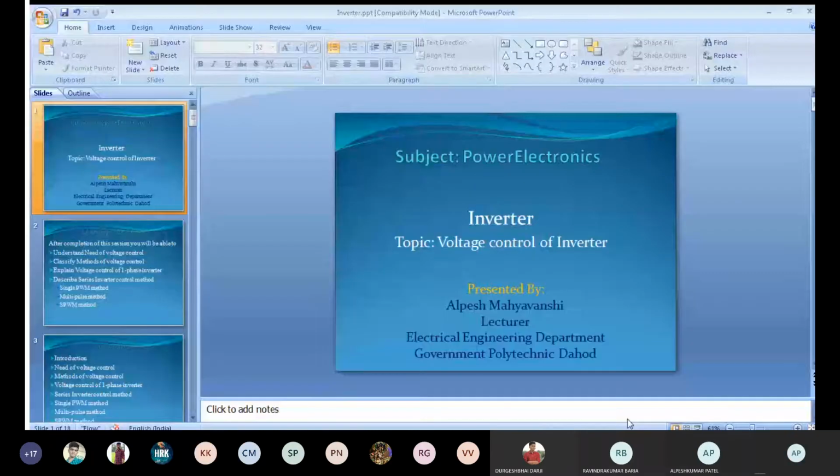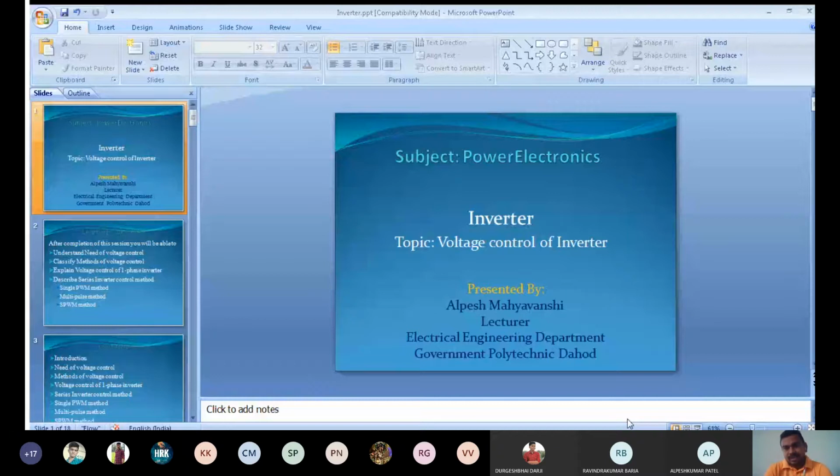Okay, in the previous lecture we studied single phase series inverter, single phase parallel inverter, single phase parallel inverter with feedback diode, single phase half bridge inverter, single phase full bridge inverter. So today we discuss voltage control of inverter.